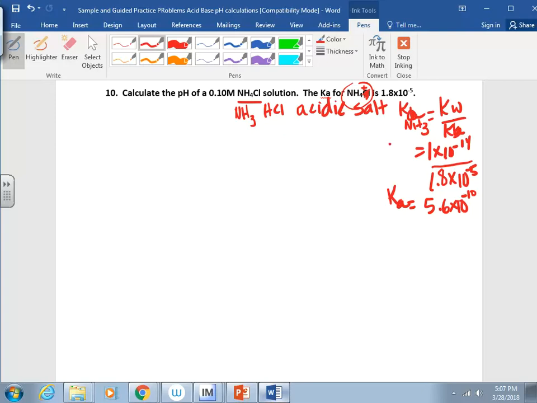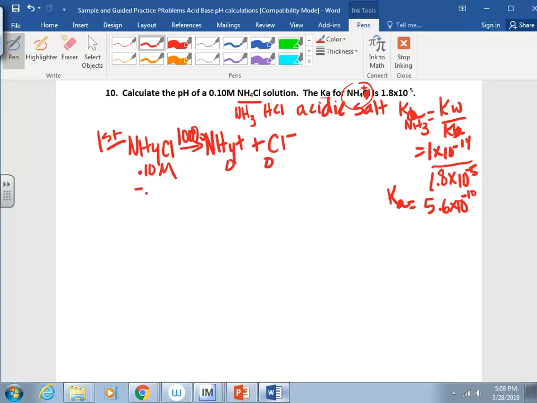All right, that's what we're solving for. So just dissociate our salt first. The salt dissociates into NH4 plus Cl minus. That's 100% dissociation. So this 100% of it shifts. If this starts off with 0.10 molar, 0, 0, when the shift occurs, it's minus 0.10, plus 0.10, plus 0.10. So we end up with none, 0.10, and 0.10.